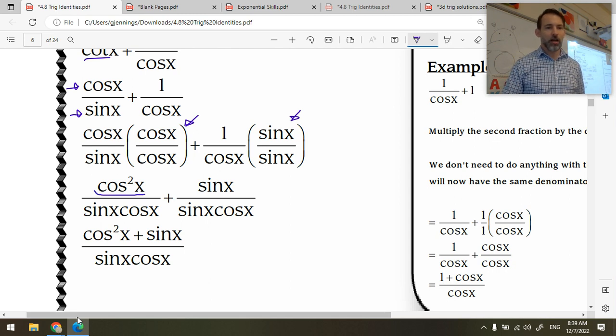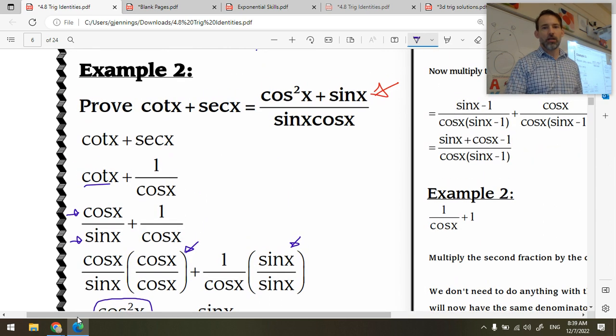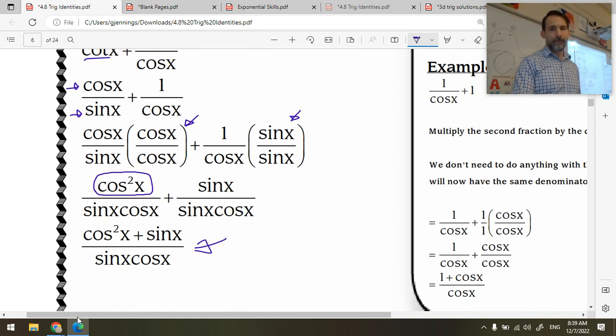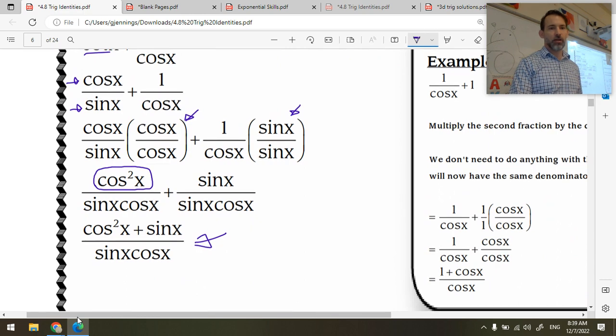Be very noticing that we write cosine times cosine as cosine squared of x, not cosine x squared. It's different. And then 1 times sine x is just sine x. And then you have cosine squared x plus sine x, all divided by sine x cos x. Go ahead and check that out. It's the same as that. So just add your fractions. All right, so I'll give you a second to copy that one.